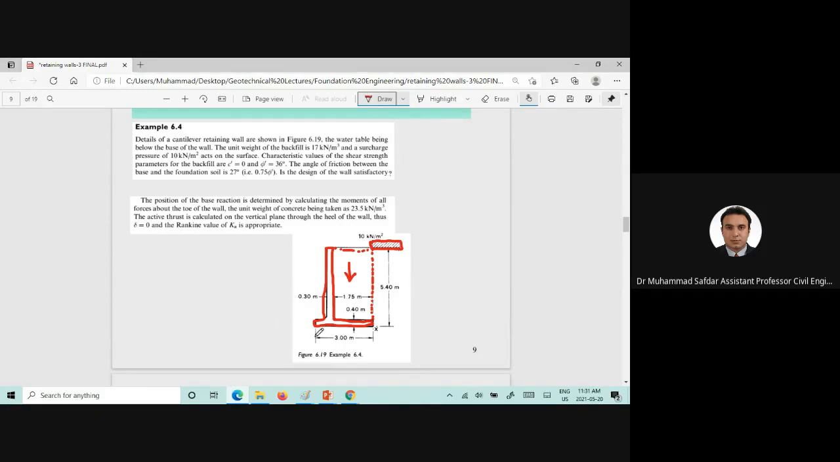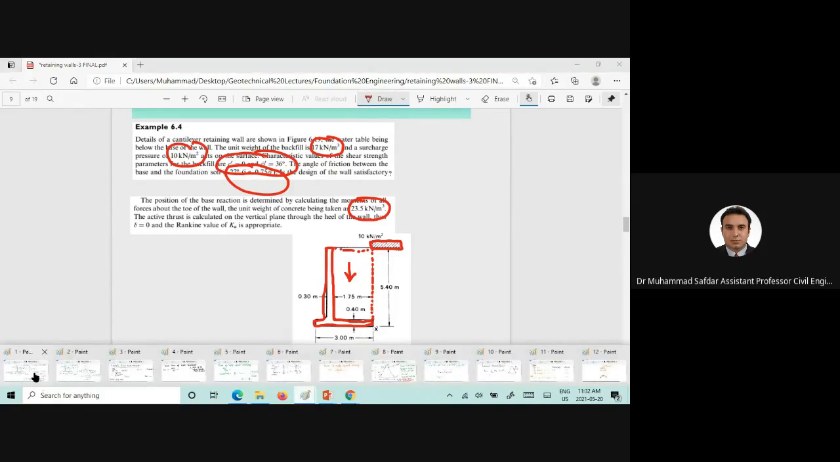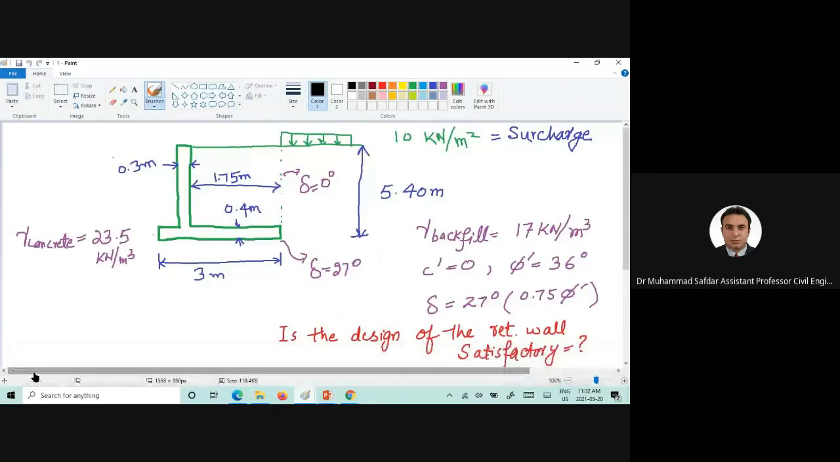The thickness of the stem, the thickness of the base, the width of the backfill material, and the height of the retaining wall are given. The shear strength parameters, the delta value, the unit weight of the backfill material, the surcharge pressure, and the unit weight of the concrete are also given. I have simplified and extracted the data here so we can solve this problem. So please take a picture or a screenshot if you're on your laptops and note down the data.